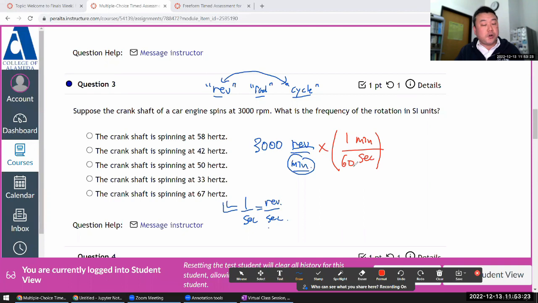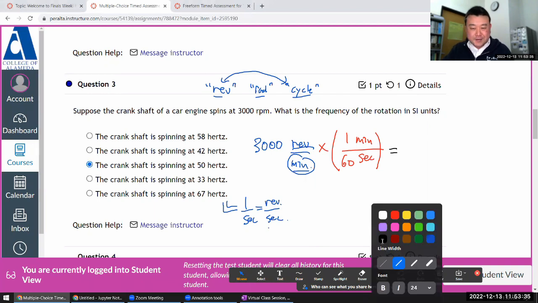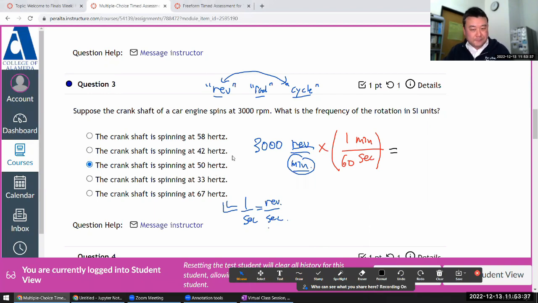So this is a ratio of one. I'm not changing the number. So when I say this is equal to something, I take this and divide by 60. With all that, the mental math is relatively easy. 60 times 50 is 3,000. Yeah, okay, so that's it.